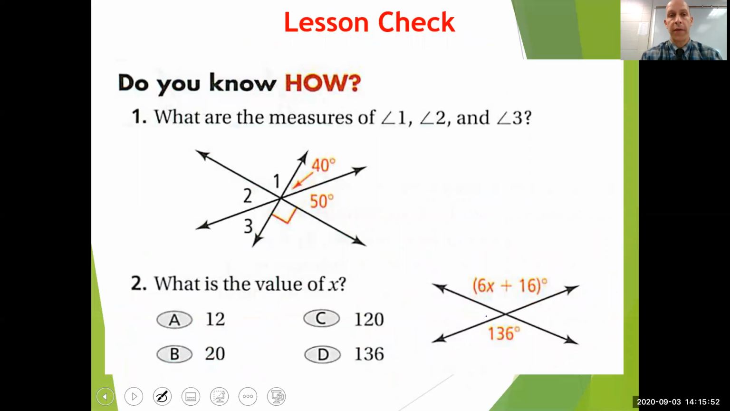So here's a lesson check for you if you want to pause the video and try to figure these out. Question 1, you're asked to find the measures of angles 1, 2, and 3 using these properties and theorems that we just talked about. And question 2 there is a multiple choice question.